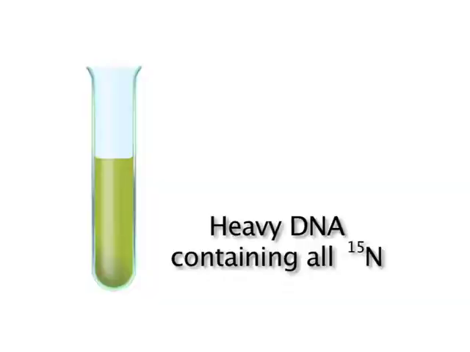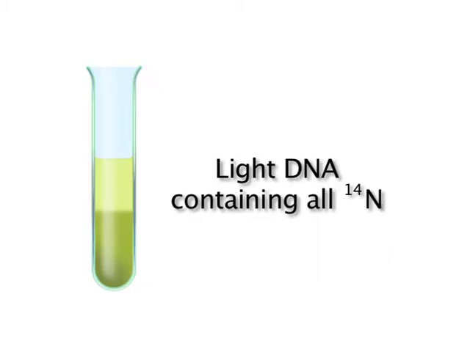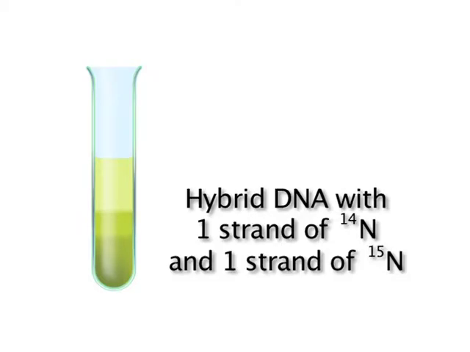DNA was extracted from each group and the sample spun in a density-graded centrifuge containing cesium chloride. The heavier DNA containing all the nitrogen-15 would settle out near the bottom of the centrifuge tube, and the lighter DNA would settle higher up. Hybrid DNA containing one strand with nitrogen-15 and one strand with nitrogen-14 would be halfway between the other two.